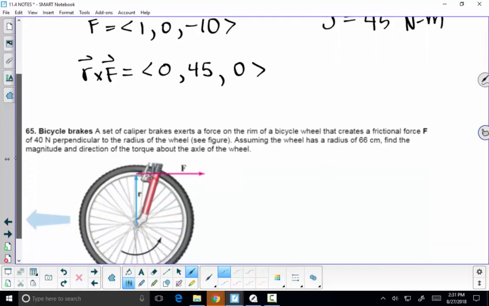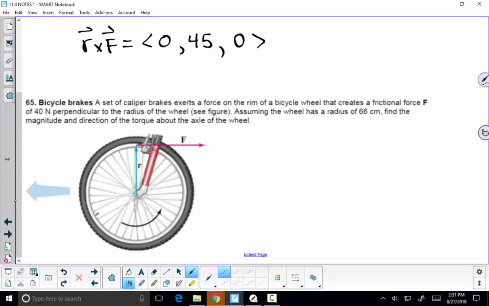All right, so let's go look at one more of these, and we'll jump to our last section. Uh-oh, a bike. Yikes. A set of brakes exerts a force on the rim of the wheel. It creates a force of 40 newtons perpendicular to the radius of the wheel. Assume that the wheel has a radius of 66 centimeters. Warning, that's not meters. Find the magnitude and direction of the torque about the axle of the wheel.